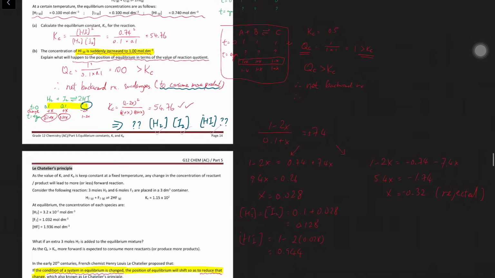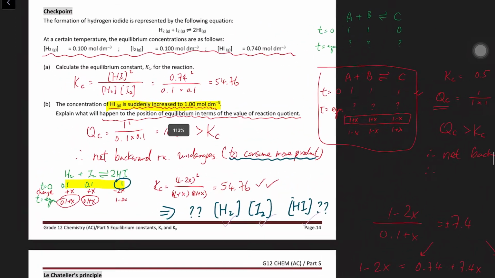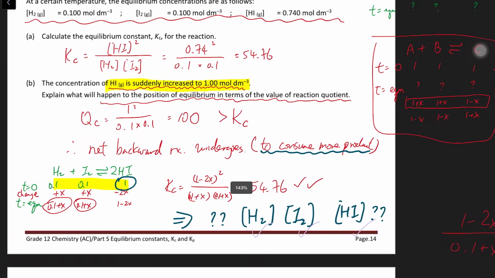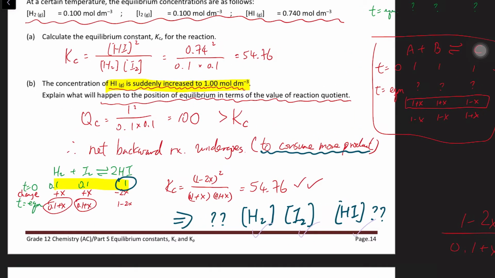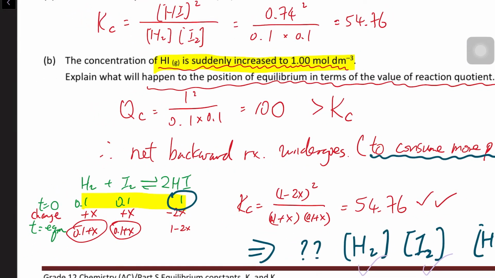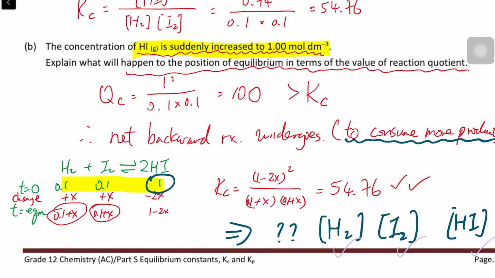Okay, so we're back to our discussion, okay? Now, last time we used this reaction as our example to illustrate the meaning of Kc and Qc, the reaction quotient. And you can see, after we increase our HI's concentration to 1 M, then the Qc will be greater than Kc. That means we have too much product and there is a net backward reaction.